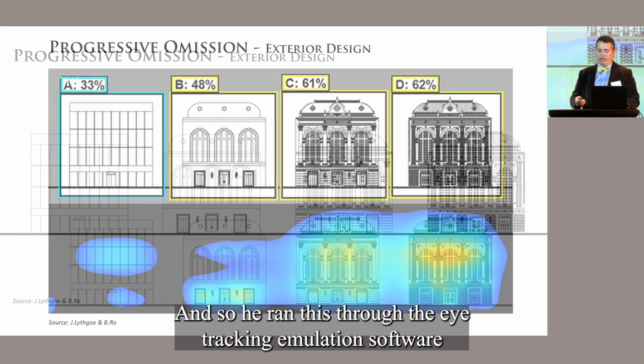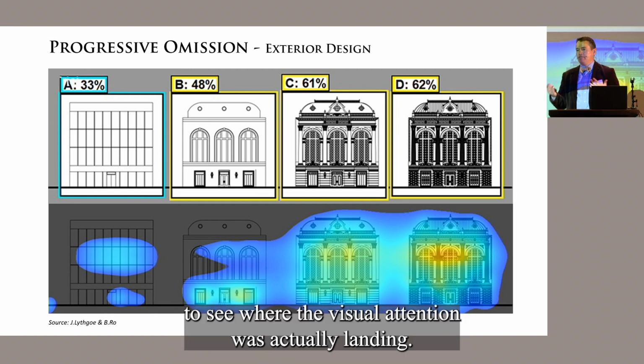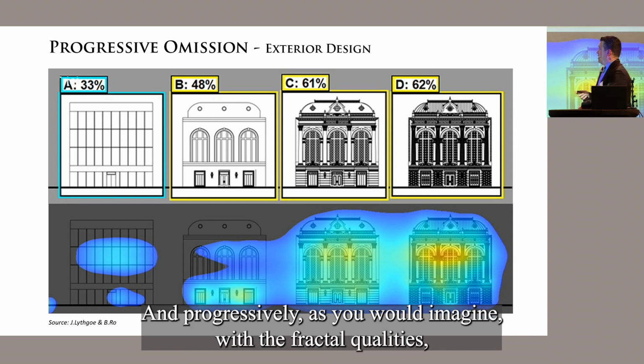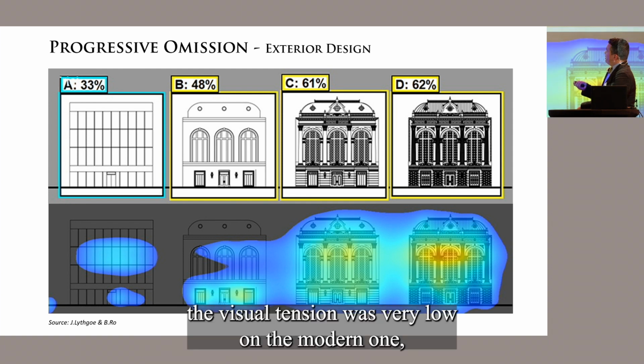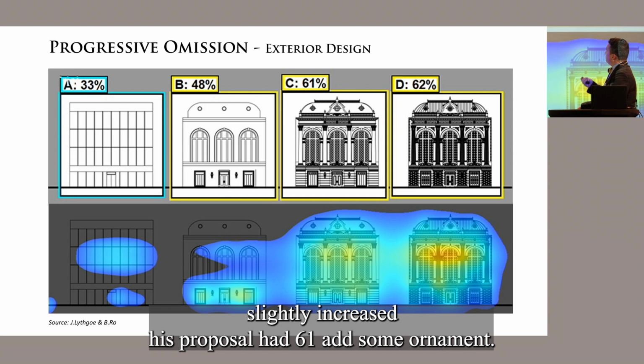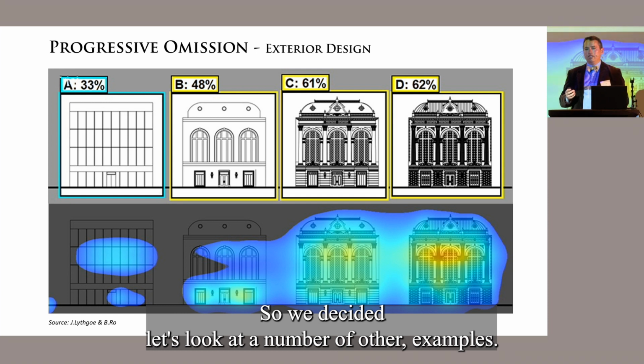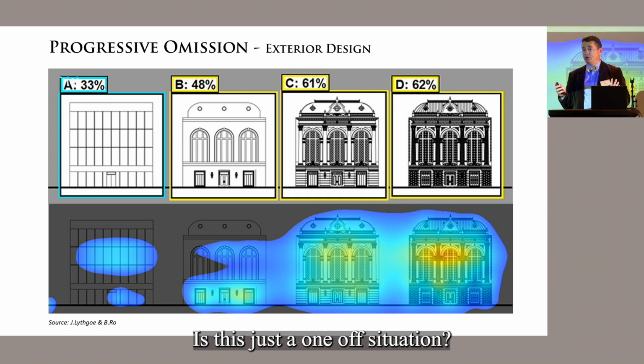And so he ran this through the eye tracking emulation software to see where the visual attention was actually landing. And progressively, as you would imagine with the fractal qualities, the visual attention was very low on the modern one, slightly increased. His proposal had 61, add some ornament, it was quite rather the same, but a little bit of an increase. So we decided, let's look at a number of other examples. Is this just a one-off situation?